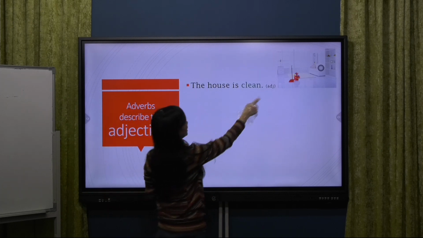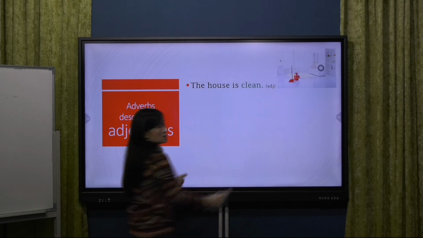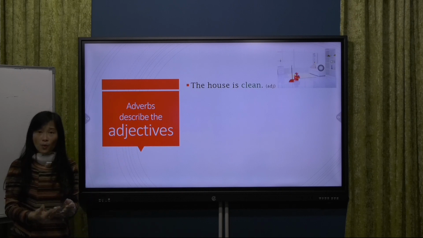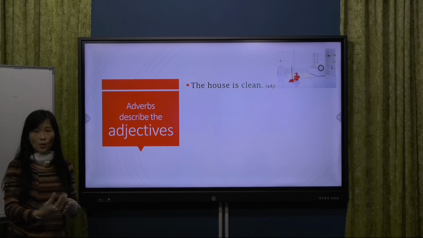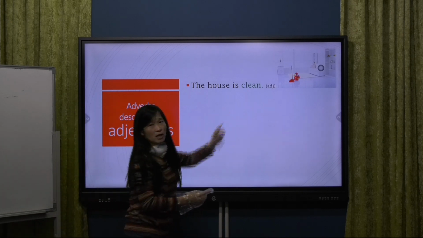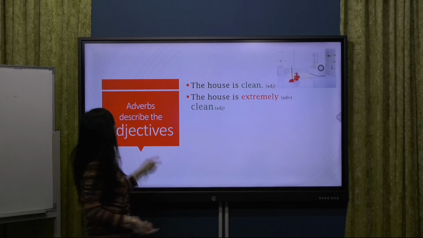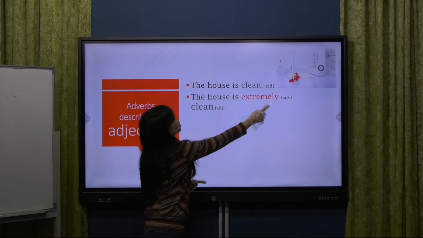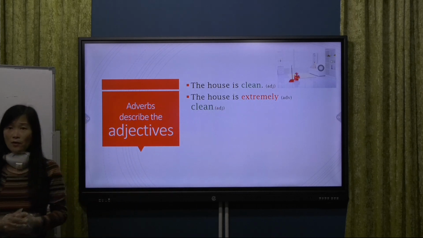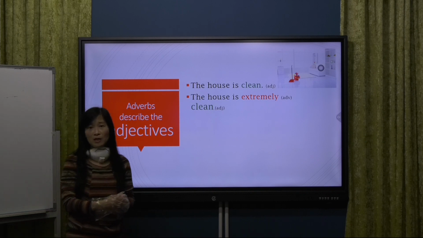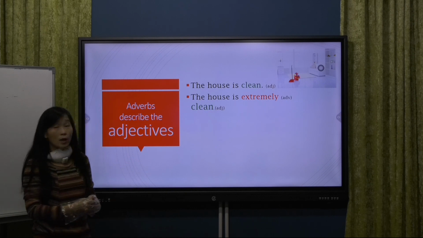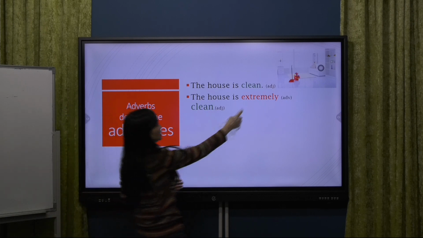And we say the house is clean. So find me the adjective. The adj is here. So clean is an adjective. And we want to tell more, describe more about the cleanliness, this ADJ. So how can we do it? Using adverbs. The house is extremely clean. Extremely, we know this word, right? Form 4 student. Extremely means very, very, very, very, very. So the house is extremely clean. Extremely is an adverb.